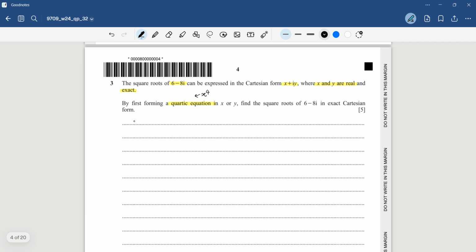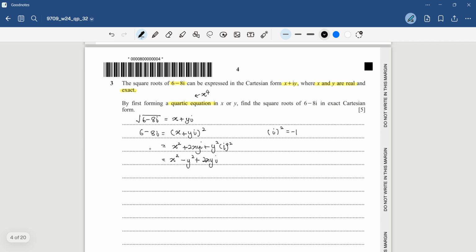Okay, so from the equation they said the square root of 6 minus 8i is given as x plus yi. Squaring both sides, 6 minus 8i will be (x plus yi) squared. So you expand this, it will be x squared plus 2xyi plus y squared i squared. If you know i squared equals negative 1, therefore it's going to be x squared minus y squared plus 2xyi.